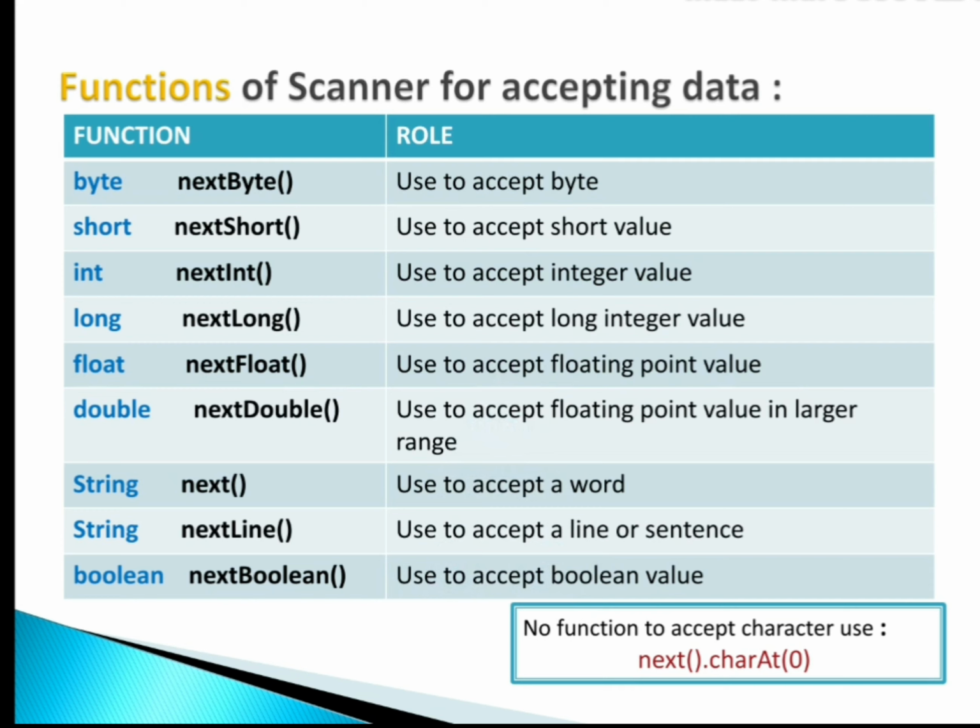If you want to accept a character, then you have to write this. If you want to accept a number which contains decimal, then you have to write next float or next double. And if you want to accept a number without decimal point, you can use next short, next int, next long. If you want to accept a word, then use next. And if you want to accept a line, then use next line. If you want to accept boolean value, then use next boolean.